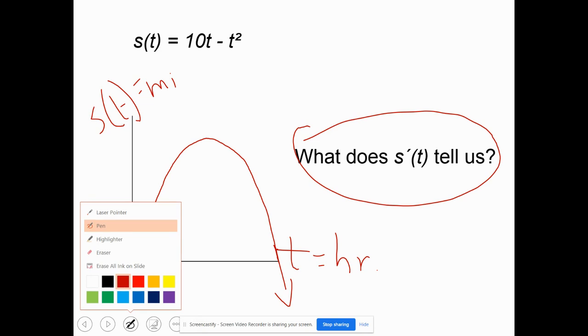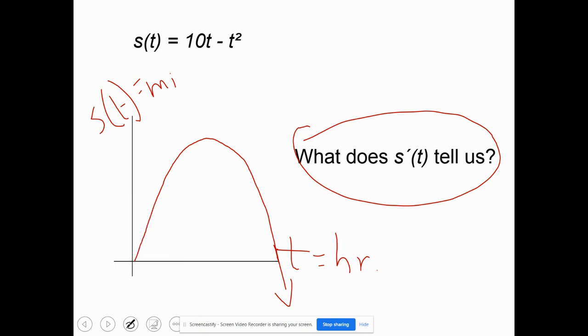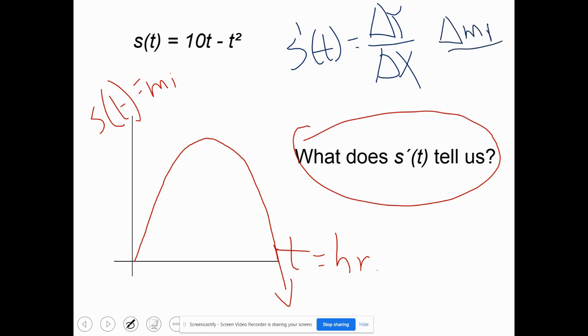Our derivative, s prime of t, is the change of y over the change of x. It's the change in miles over the change in hours. It's telling you how many miles per hour. What does that measure?